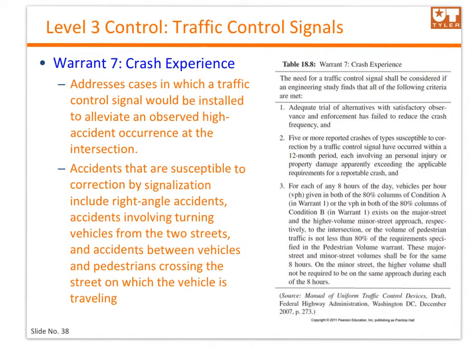On the minor street, though, the higher volume shall not be required to be on the same approach during each of the 8 hours. So basically, again, once we start observing a certain amount of accidents reported for this location, and we tried different types of controls rather than traffic control, if everything is failing, then we have to go to level 3 and have a traffic control signal for this intersection that is really experiencing more than an average amount of crashes and accidents.